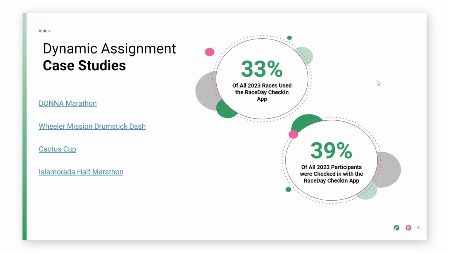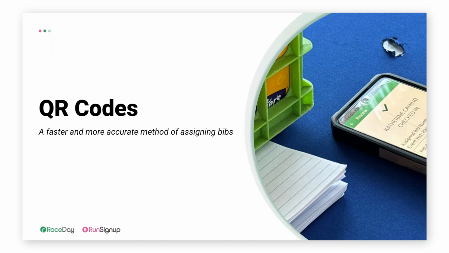In 2023, 33% of all races used the race day check-in app, and 39% of all participants were checked in using this app. That doesn't necessarily mean all dynamic, but it's a pretty strong indicator that dynamic is being used more and more heavily. And larger events are moving to dynamic because of those reasons that we talked about a little bit earlier, with less volunteer needs, with more efficiency, and with less overhead.